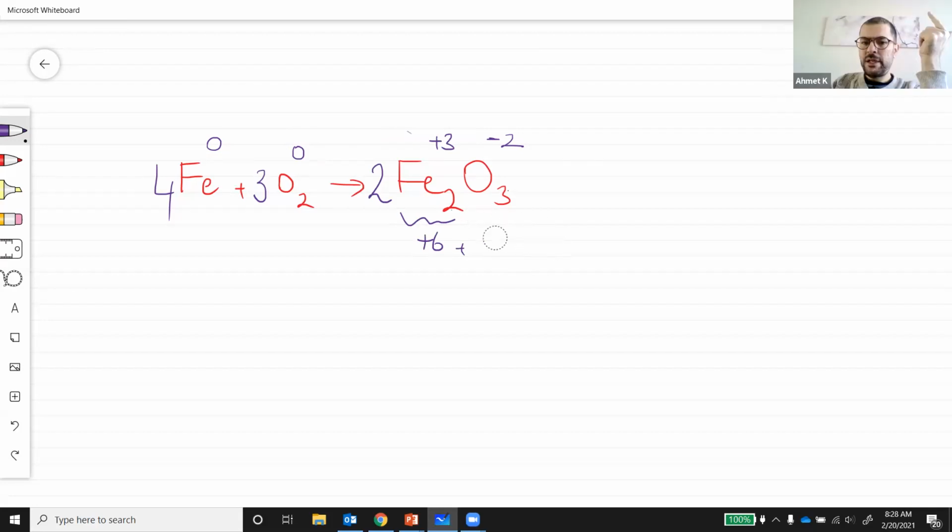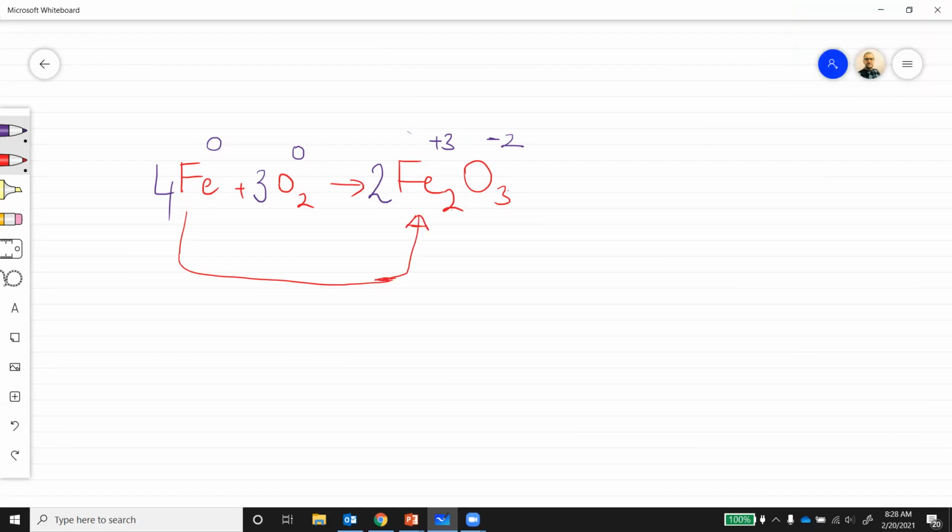Okay, now we are back in the business. So now let's look at iron here. If you look at the iron right now, iron was 0 before the reaction, and it went up to +3, right? Okay, so if I ask you what happened to iron, did it gain electrons or lose electrons in this reaction? Lose electrons. Very good.